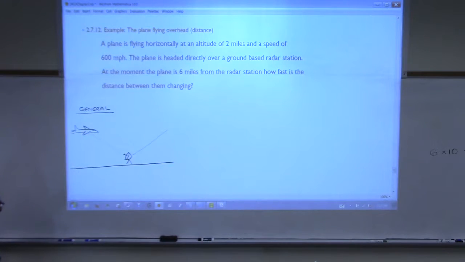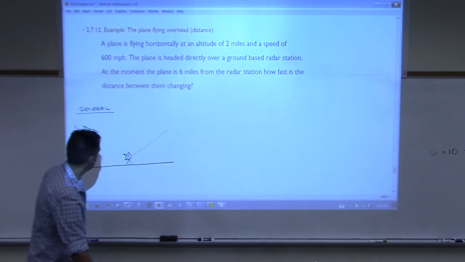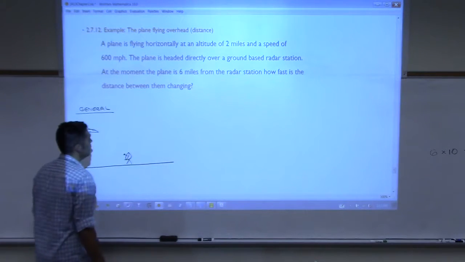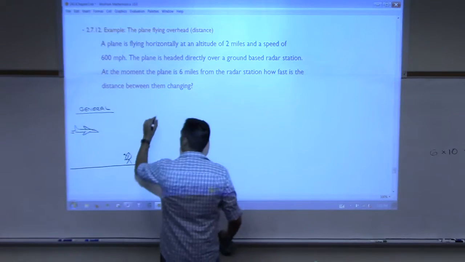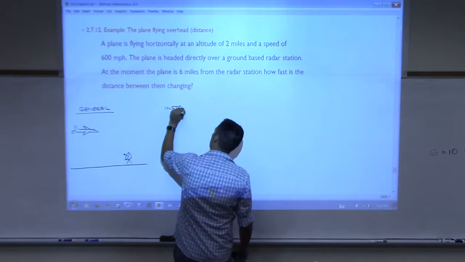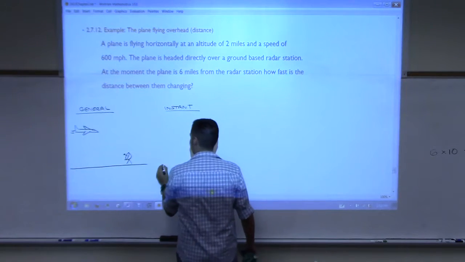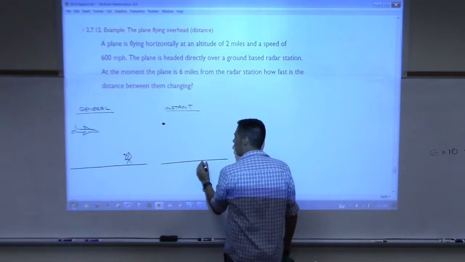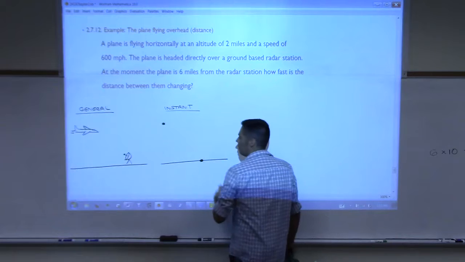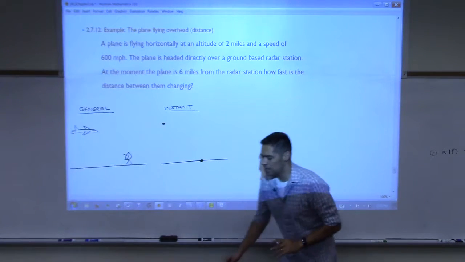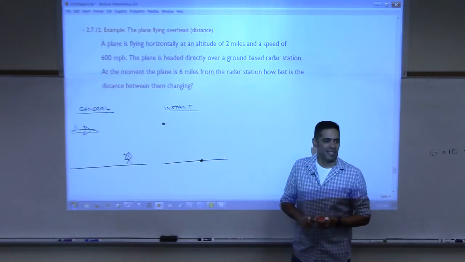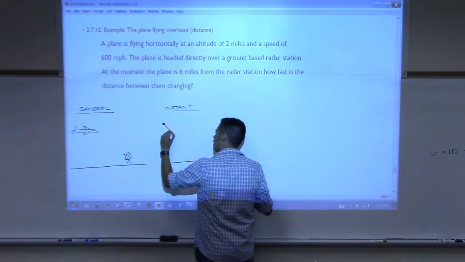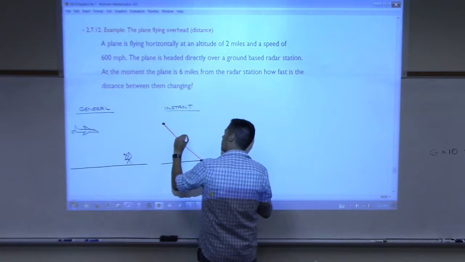Understand? So the plane's flying overhead, and that's my general picture. Now at the instant in time, I have the plane here. I'm going to draw a dot now, so I'm going to go back to a more primitive picture. And then I have the radar station. What we're interested in is the point at which the distance between them is 6 miles. So I can label this right here 6 miles.